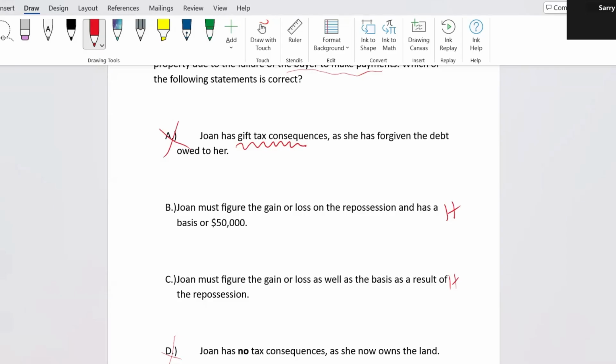Now it's between B and C. So the correct one would be that she needs to recalculate or reassess the gain or loss at that point. She needs to look back. What's her basis? How much did she recoup in the sale? How much did she get back in interest? How much did she lose as a result of repossession? So this is the correct one. She has to reassess or recalculate the gain or loss in the situation.